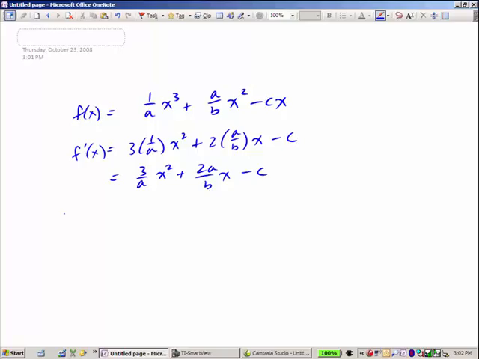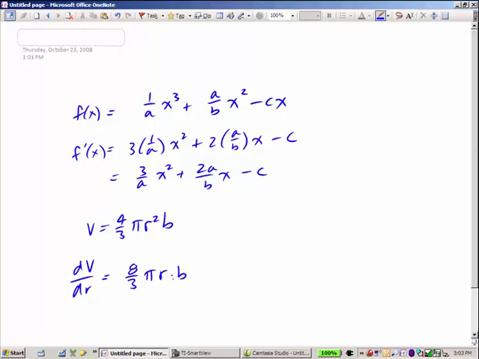V equals 4/3 pi r squared b. And in terms of r, so dv dr. All right, so r is the variable. Exponent out in front, so that's 8/3 pi r b, r to the first. It's just the way the book wrote it. Leibniz notation. Derivative with pi r b over 3. They wrote the answer funny.